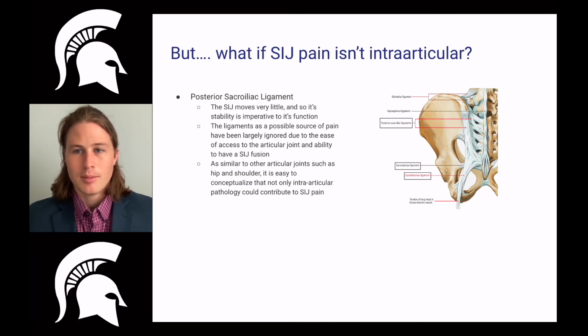And it's not difficult to postulate that, as with another joint, such as the hip or shoulder, there are other contributors to joint pain besides the joint itself. There are many ligaments, tendons, and muscles that surround the joint that frequently contribute to pain there. And so it's easy to suggest that the posterior sacroiliac ligaments could contribute to SI joint pain.